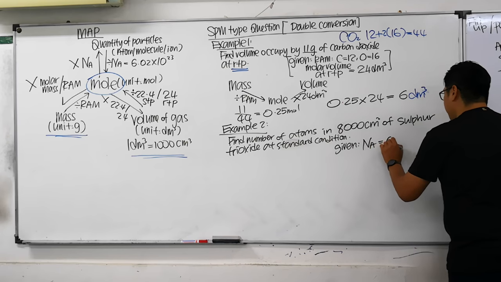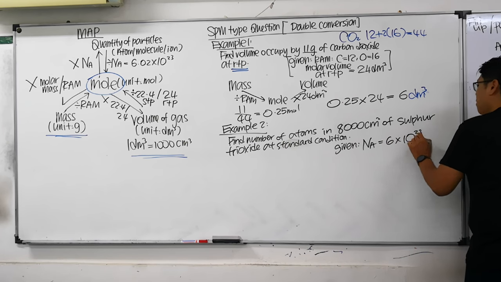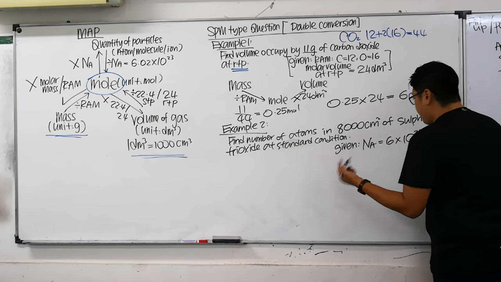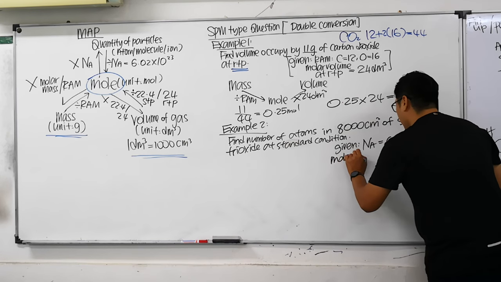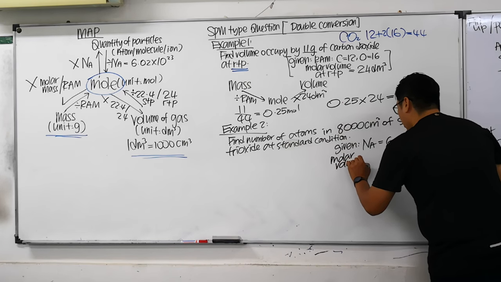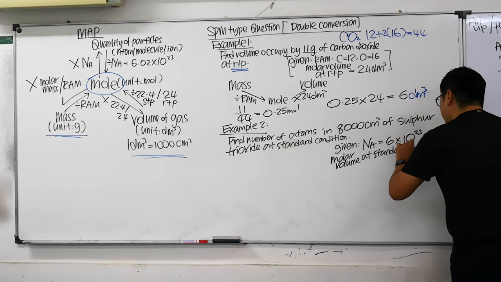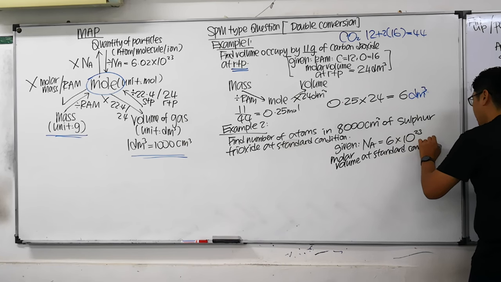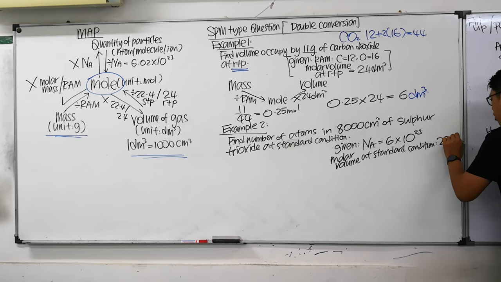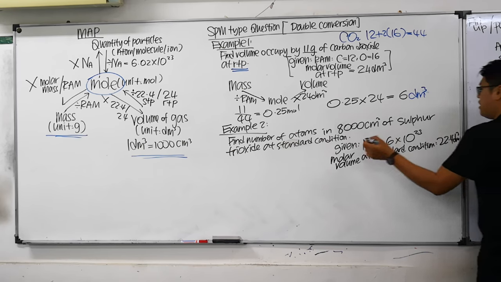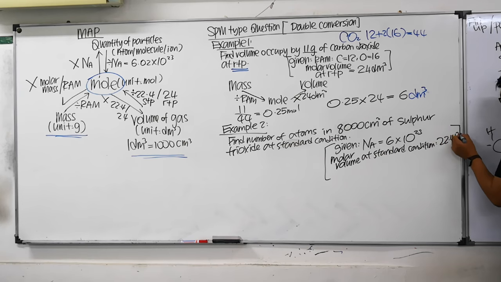Avogadro constant, 6 times 10 power 23. You are also given the molar volume at standard condition. The magic number is provided, 22.4 decimeter cube. These are all given, don't memorize, please. Okay, now let's do it together.